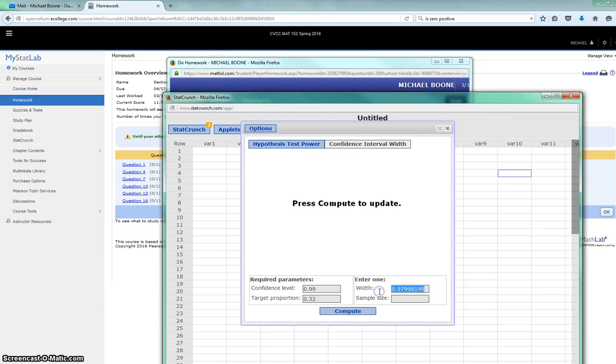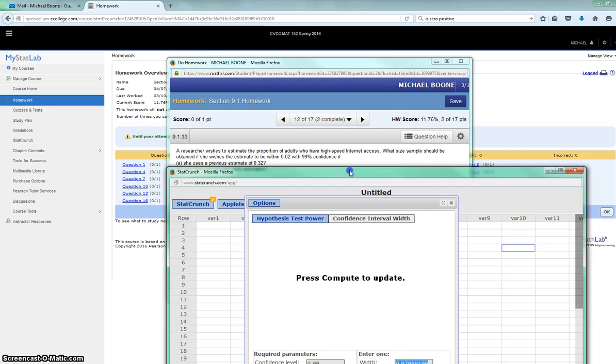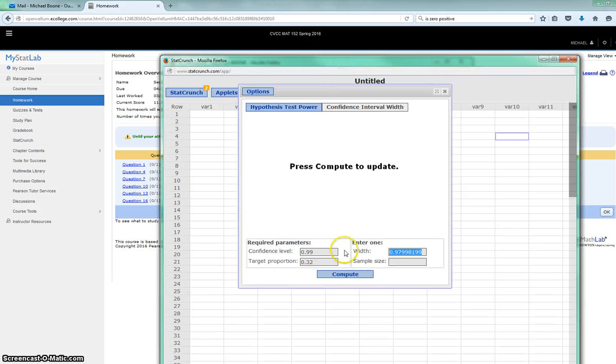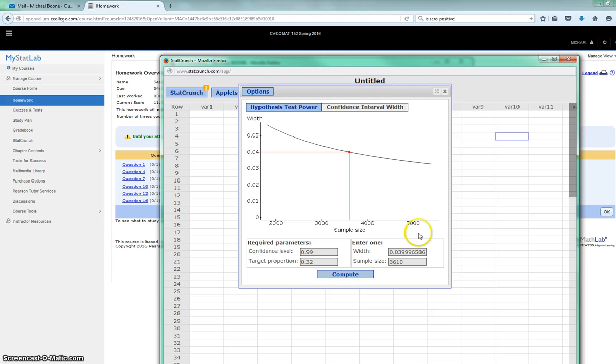Now the width is the thing a lot of people get wrong. If we want a margin of error of 0.02, that means we went 0.02 to the right and 0.02 to the left. So we added 0.02 to our p hat and we subtracted. So our width is actually 0.04. The width is double your margin of error. And then the sample size is 3610.